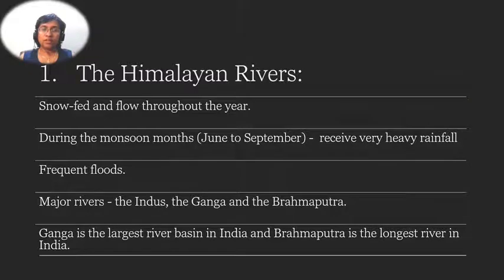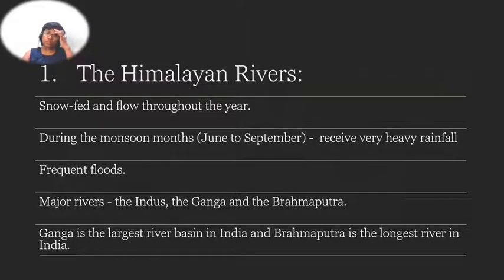The first one is the Himalayan rivers. The Himalayan rivers are generally snow fed. That is, they get their water from the snow that melts from the Himalayan ranges and they flow throughout the year. Rivers that flow throughout the year are called perennial rivers, and the rivers that we find in the Himalayan region are of this nature. That is, they flow throughout the year.